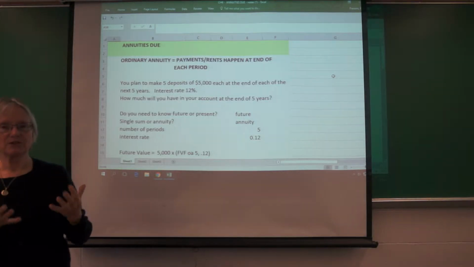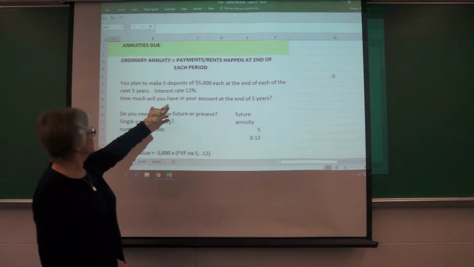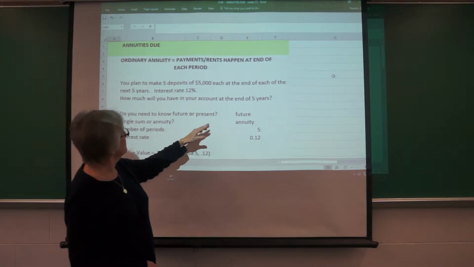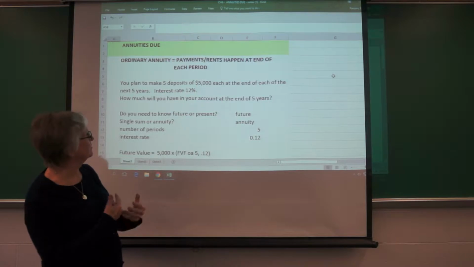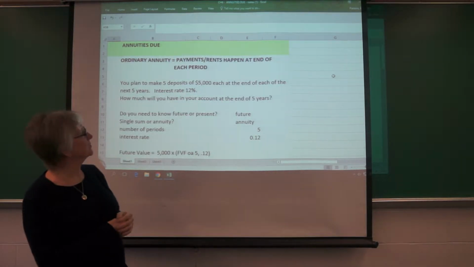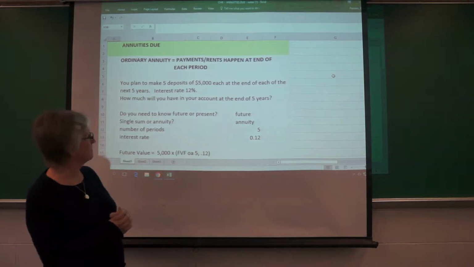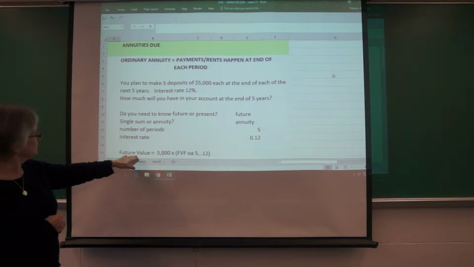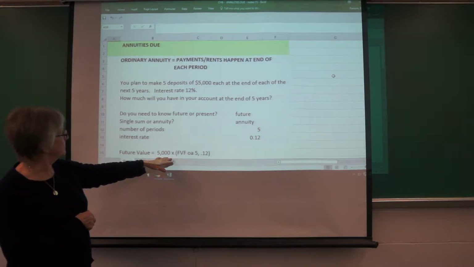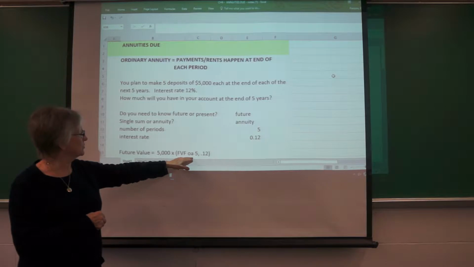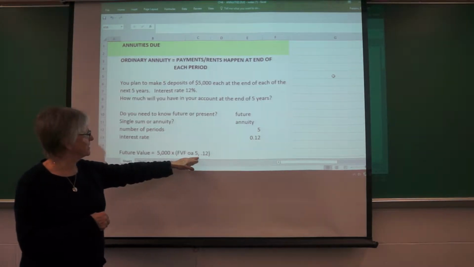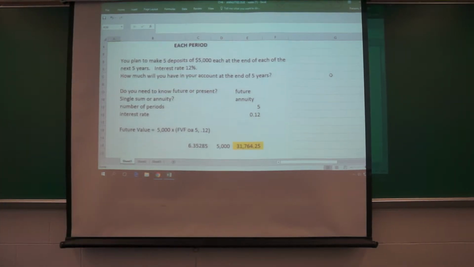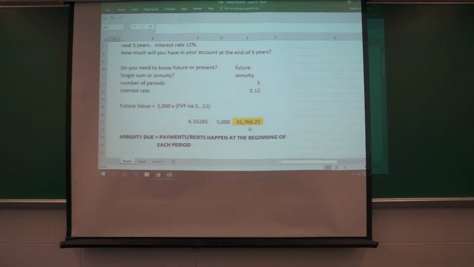So you say, okay, do I need to know the present or the future? Well, how much will you have in 5 years? We need to know the future. It is an annuity because it's $5,000 at the end of each year, and it's an ordinary annuity because it's at the end, not the beginning. So you get your factors, and the future value is going to equal the amount of the deposits times the future value of an ordinary annuity, 5 periods at 12%. So we get our solution of $31,764.